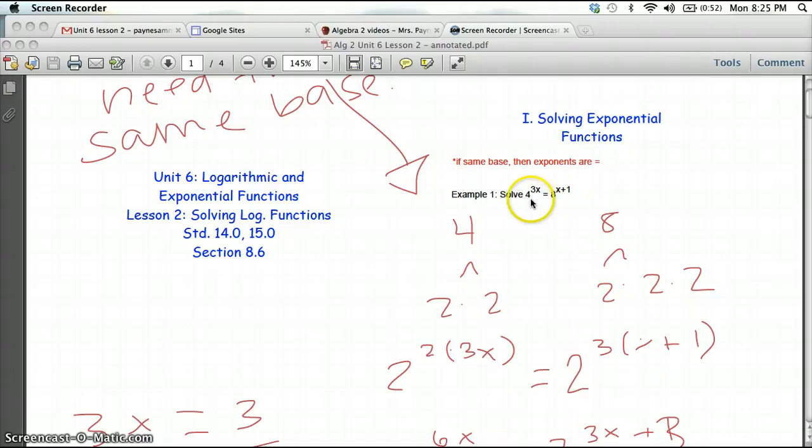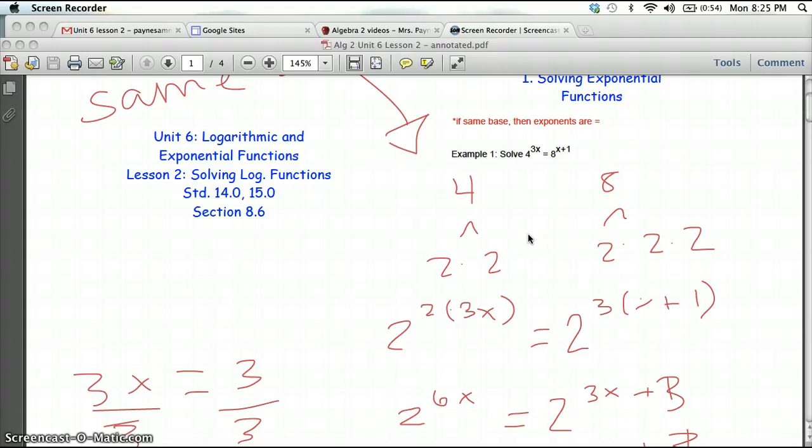So here we've got 4 to the 3x equals 8 to the x plus 1. As you can see, one base here is 4 and the other is 8, so we need to make these two bases equal to each other. What do 4 and 8 have in common? That's 2. We break 4 down into 2 times 2, which becomes 2 squared. And we break 8 down to 2 times 2 times 2, because 2 times 2 is 4, times 2 is 8. So that becomes 2 to the third.